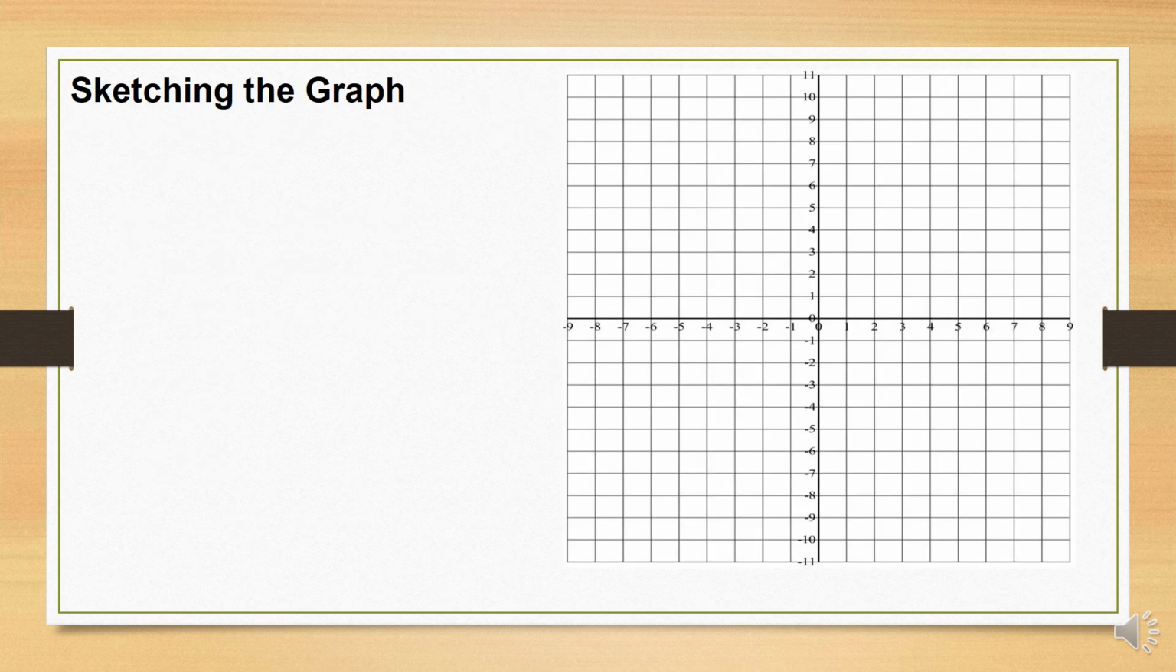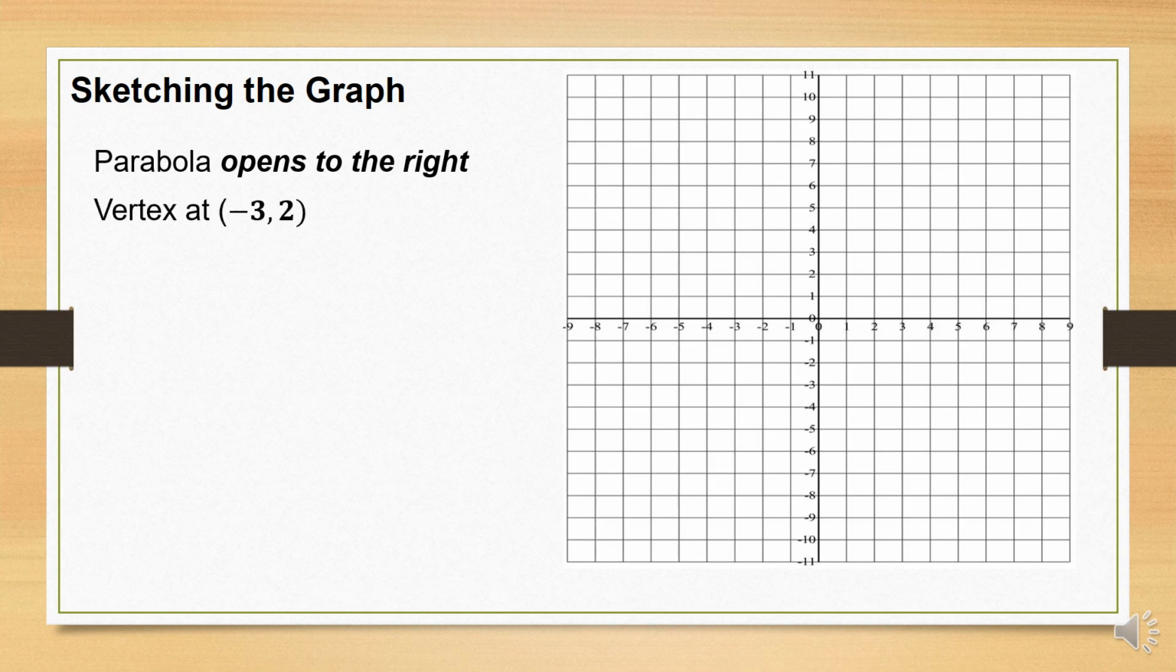Sketching the graph. Since you already know that the parabola opens to the right, let us now plot the important parts of the graph of a parabola. Let us start with the vertex at negative 3, comma 2. So plot negative 3 and positive 2. Then the coordinates of the focus, we have negative 2 and positive 2. Okay, negative 2 and positive 2.